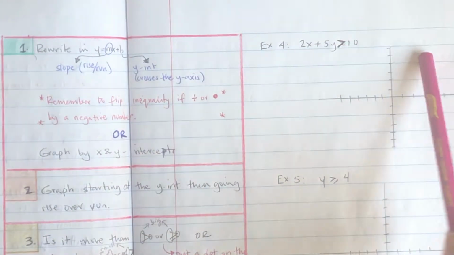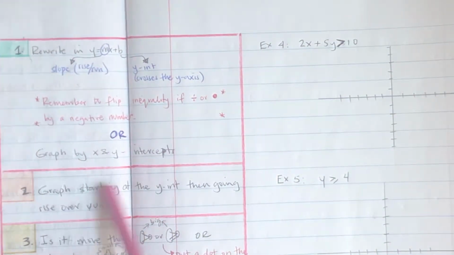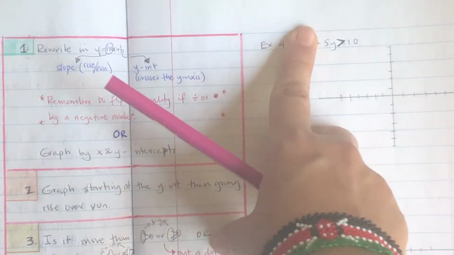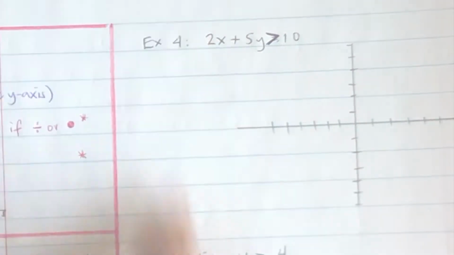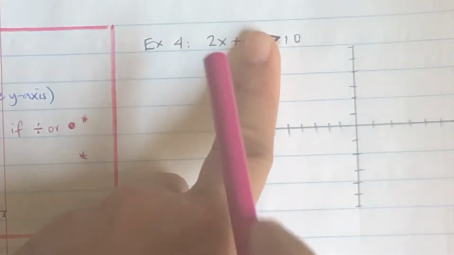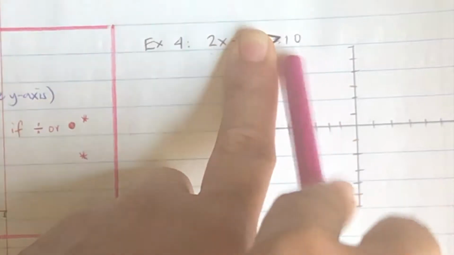Right, so it's not in y equals mx plus b, so I either have to rewrite it or graph by intercepts. I'm always going to check intercepts first, so let me just check. If I cover this up, will I get a fraction? I'll be okay, because divide by 5 would be 2, and divide by 2 would be 5, so I'm good.